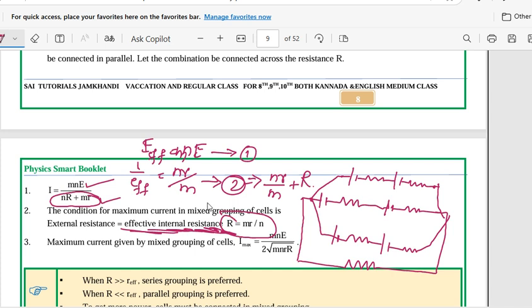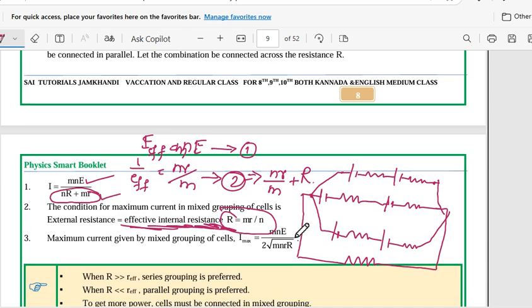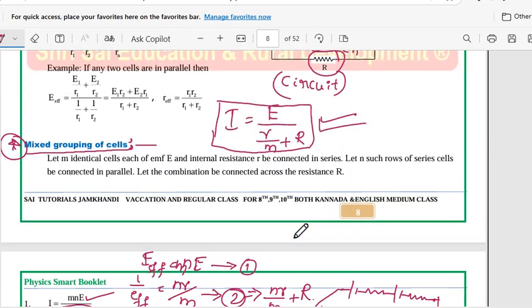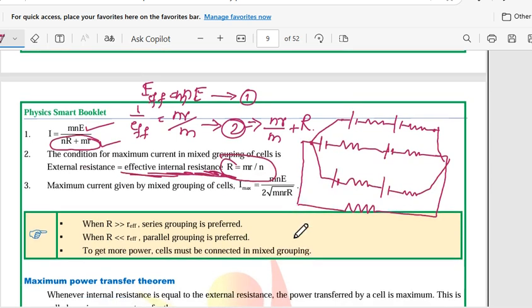Now the maximum current given by the mixed grouping of cells, that is I maximum, is equal to mnE divided by 2 into root of mnrR, with the internal resistance as well as the external resistance. So this is the expression for the mixed grouping of cells.